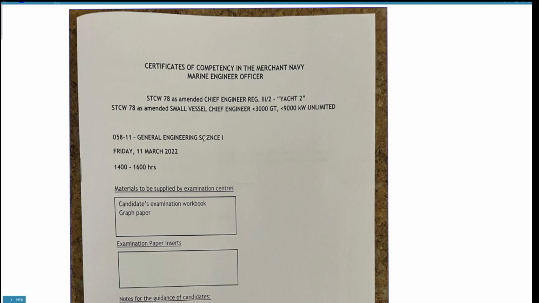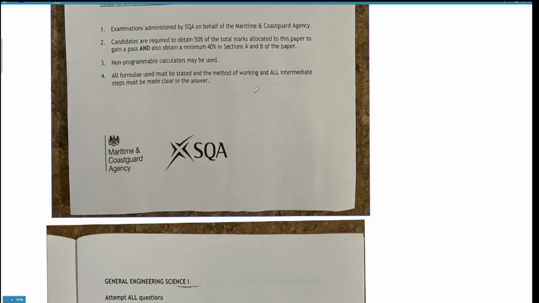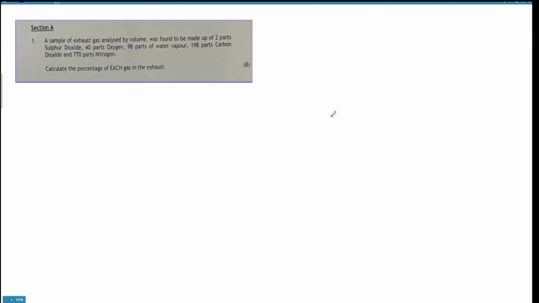Let's have a look. So this is GES1 2022, about 3 months ago. Let's run through it. Let's look at the first one. Question 1 is really easy. A sample of exhaust gases analyzed by volume was found to be 2 parts sulfur, 4 parts oxygen. It's just a parts and ratio question, so it's really easy. They added a little percent thing on the end. So it was found to be 2 parts sulfur dioxide.